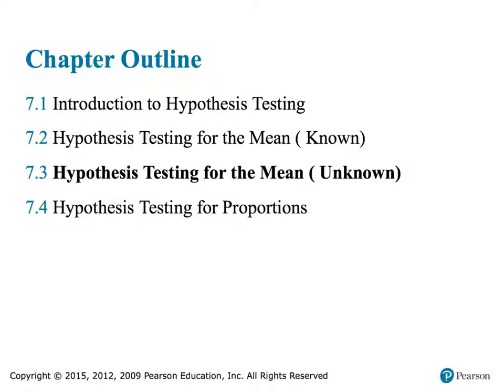Here in Lesson 7.3, we move on to another type of hypothesis test for a mean. The one we learned about in Lesson 7.2 was when the standard deviation of the population was known. In this lesson, 7.3, we're learning about the type of hypothesis test we do for a mean when the standard deviation of the population is not known. So hence we're going to be back into our t distributions that we used in chapter 6.